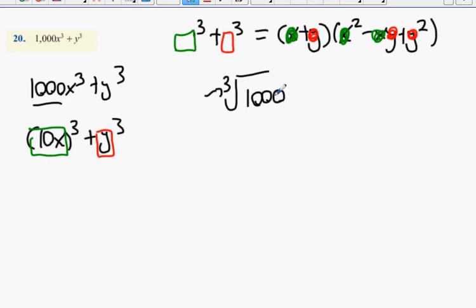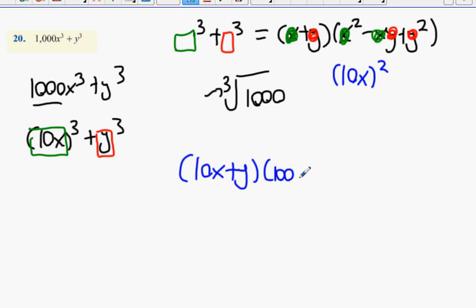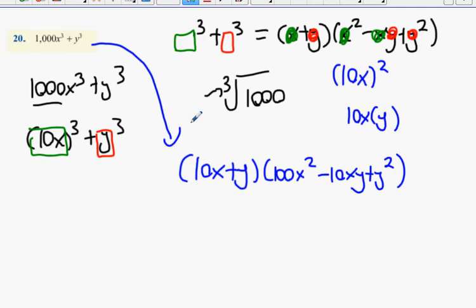Okay, everybody ready for this? So 10x plus y equals, anybody? Square that. 10x to be squared. So what's 10 multiplied by 10, and x by x? 100x squared. 10x multiplied by y, minus 10xy. And then finally y squared. And you're done. That's it. The answer to this is this one here. It's a preset formula.